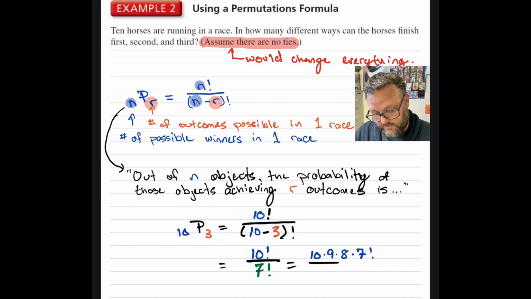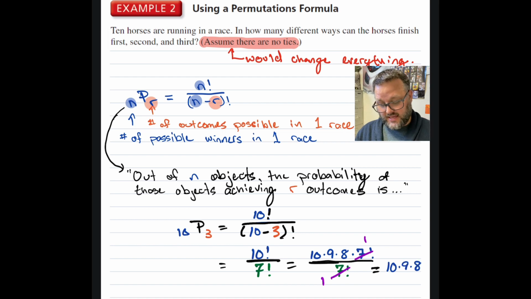The reason I want to do that, again, is when I have the same factor in the numerator and the denominator, it's the same thing as itself divided by itself, creating 1, which means a 1 is left here. Anything multiplied by 1 is itself. Anything divided by 1 is itself. So that means if I find the answer to 10 times 9 times 8, it will be the same answer as 10 factorial over 10 minus 3 quantity factorial.